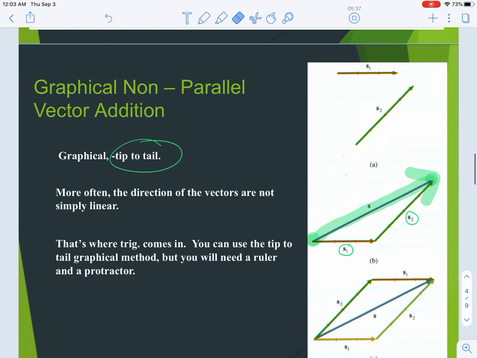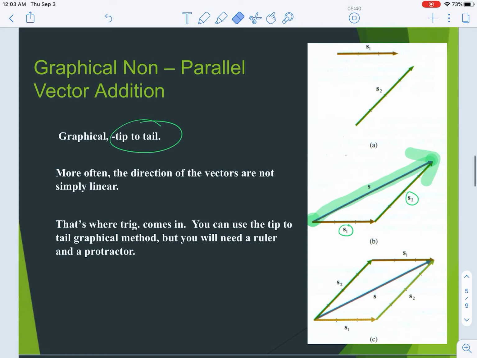All right, here we are talking about graphically representing vector addition where the vectors are not parallel. In other words, they are not along the same axis. So if we look at this illustration to the right, you can see that we have two vectors, S1 and S2, and they have combined them for us so that they are connected nose to tail.